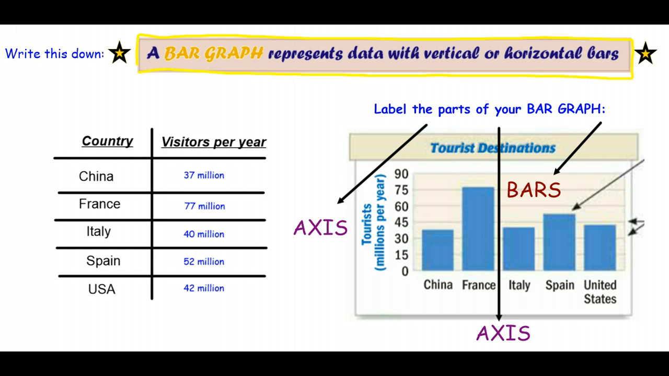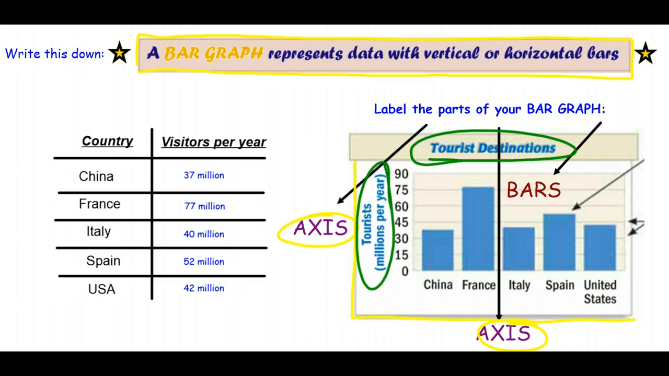a bar graph. As we mentioned before, the bar graph has two axes. Plural of axis is axes. One, the vertical one in this case, representing the number of tourists in millions of visitors per year. The other representing the countries that we're talking about. And so, of course, like good graphs, it also has a title so that we know what it's talking about.